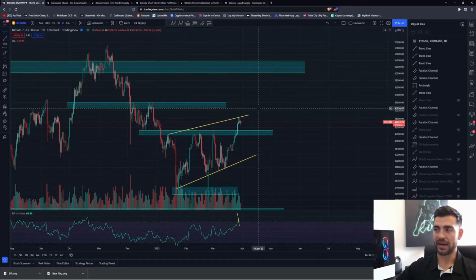As far as trading is concerned, you're going to play each and every level. If you're a short-term trader, play each macro level, long or short, depending on what levels we flip. But this is our idea. This is our thesis right now, guys.